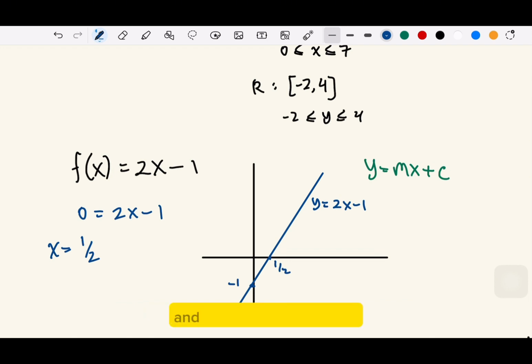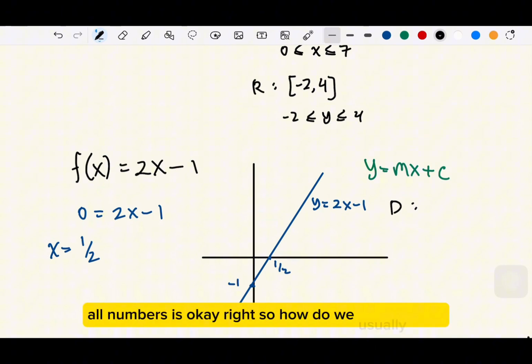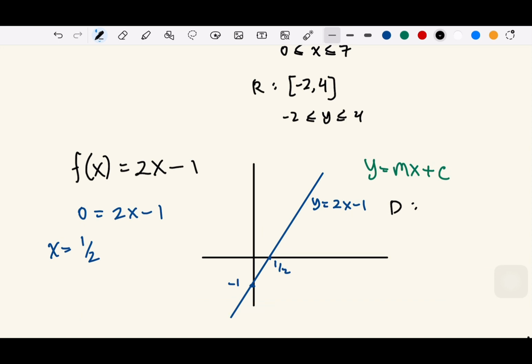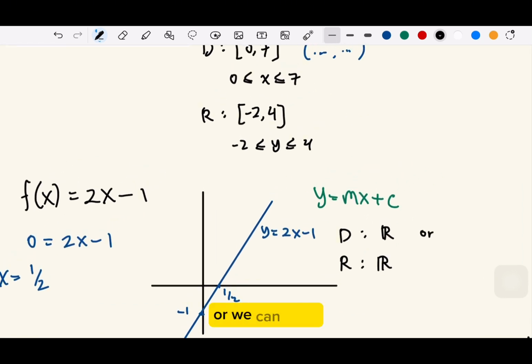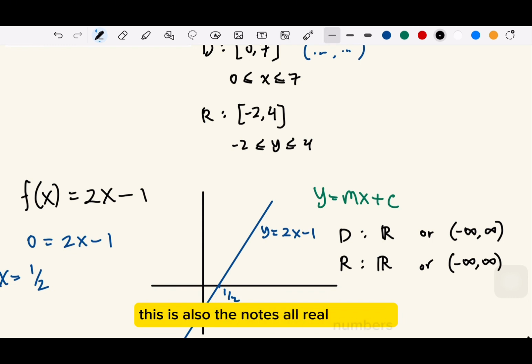Okay. And how about the domain? What is the domain? All numbers, right? All numbers is okay, right? So how do we usually write? We can write all real numbers, like that. Range is also all real numbers, or we can write this, which also denotes all real numbers. And for our calculus course, we are going to focus only on real numbers. There are many numbers, including the imaginary, but we are going to exclude imaginary for a while and focus on the real ones.